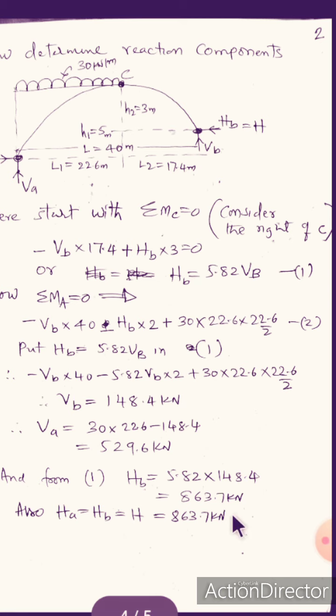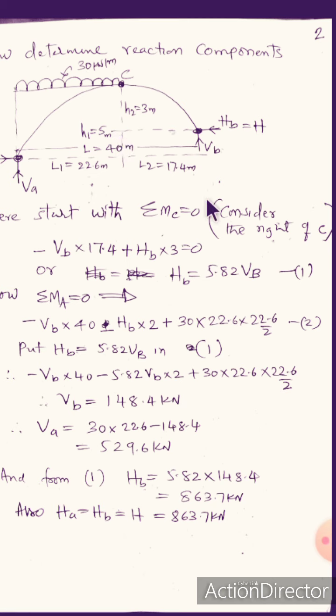So let us move on to the next calculation. Determine the reaction components here. One difference here is that you have to start with sigma MC first. You cannot use sigma MA or MB in the beginning. Use this formula first and you will get an equation. So sigma MC equal to 0. Consider the right of C. This is the right part of C.